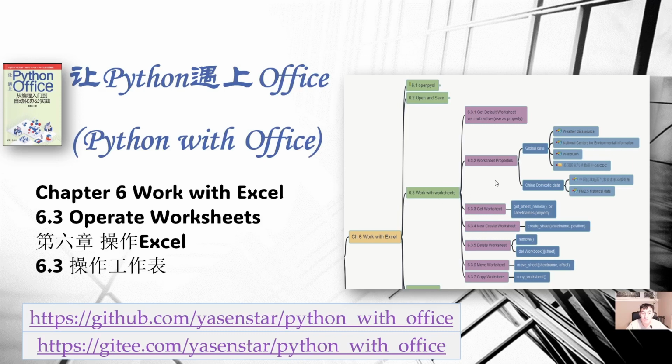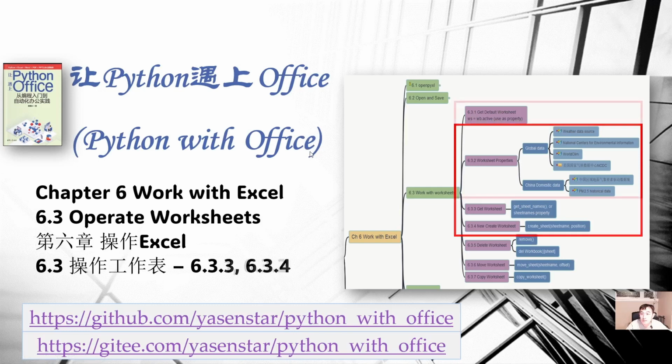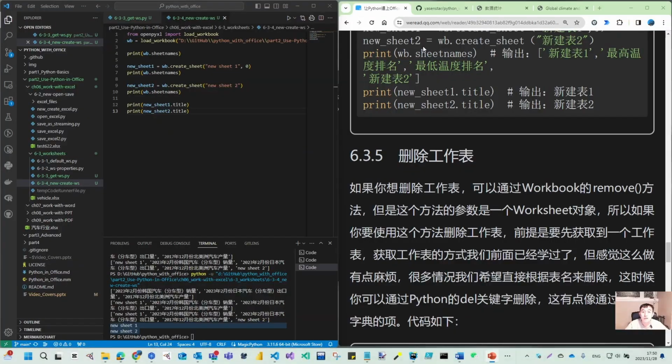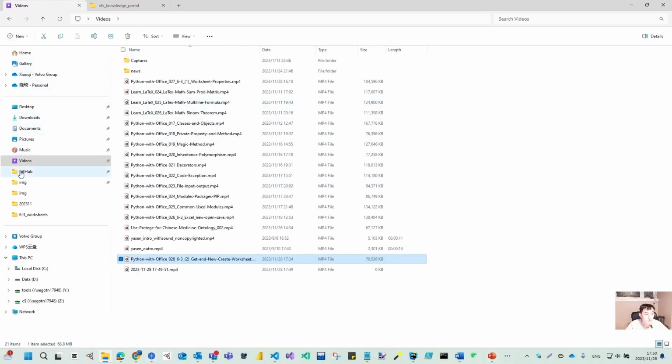6.3 work with worksheet. We have used the two videos earlier to talk about how you can get the default worksheet using wb.active. And we also used the last video to talk about how you can get worksheets and how you can create new worksheets. But let's open our file.